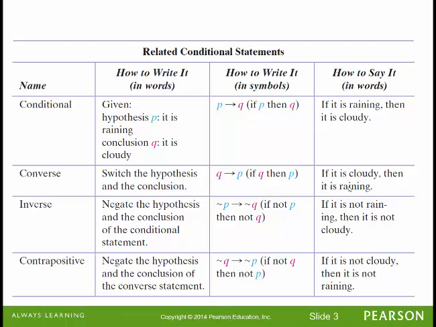The inverse, what you do is you negate the hypothesis and the conclusion of the original conditional statement. So it would be not P implies not Q, or if not P, then not Q. So if it is not raining, then it is not cloudy. The contrapositive is you negate the hypothesis and conclusion of the converse statement. So you flip the P and Q and you inverse them. So it's not Q implies not P, or if not Q, then not P. So if it is not cloudy, then it is not raining. So those are just starting with the conditional, converse, the inverse, and the contrapositive.